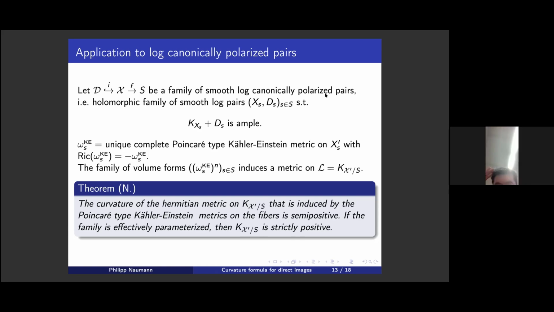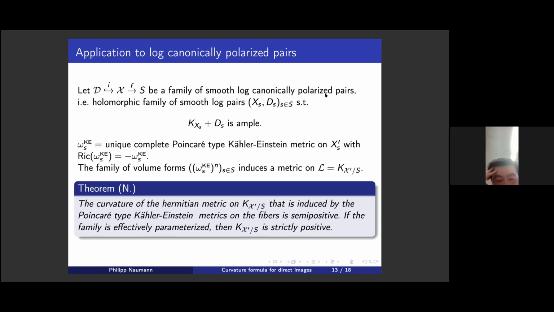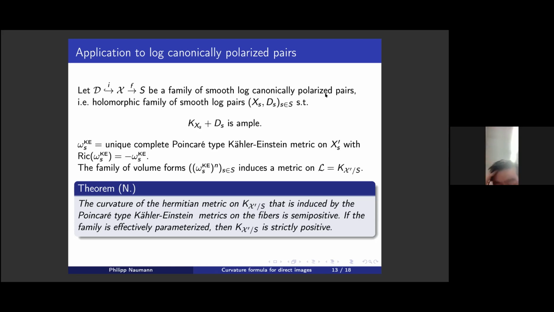So maybe I have a question. In your case, you always consider the fiber to be canonically polarized or log canonically polarized in order to get a Kähler-Einstein metric along the fiber, right? But in general, we do not have such a nice situation. For instance, the canonical line bundle could be only semi-ample, or more generally only have a good minimal model. This means that you do not have this kind of Kähler-Einstein metric. How can you do in this case?